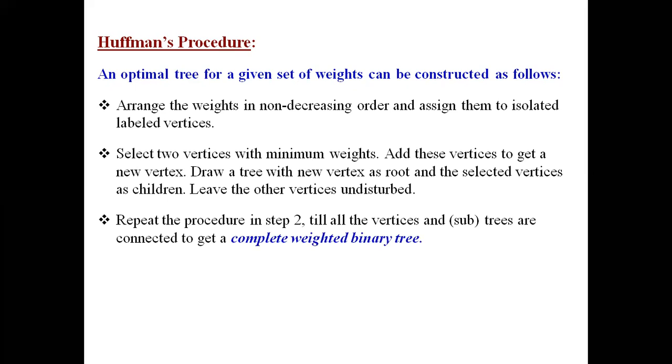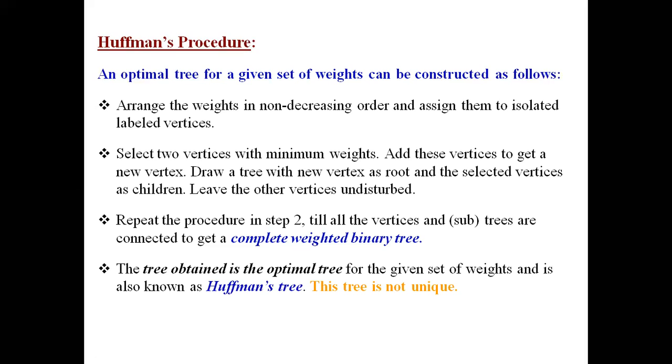We repeat this procedure in step 2 until all the vertices and the subtrees are connected to get a single complete weighted binary tree. So the same procedure again and again: we consider the two minimum weights, add them up, combine them through a tree, and form a root, and we will have a set of subtrees. When we keep connecting all of them together, we will get a complete weighted binary tree.